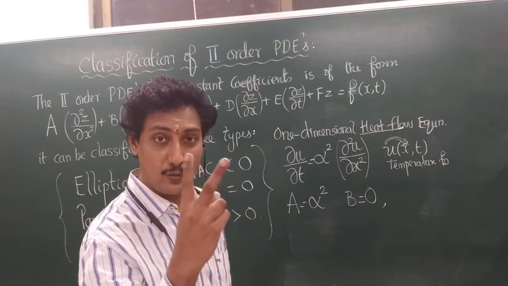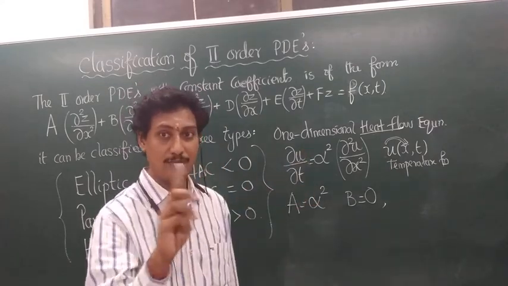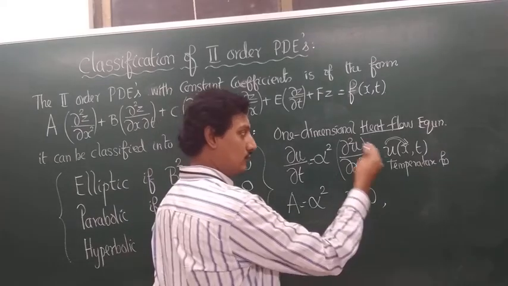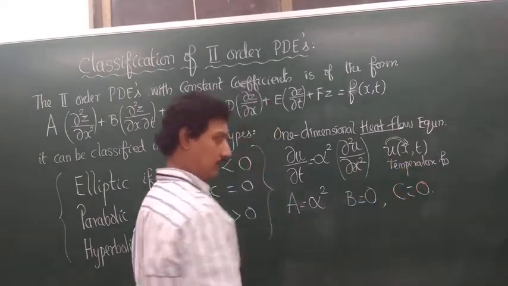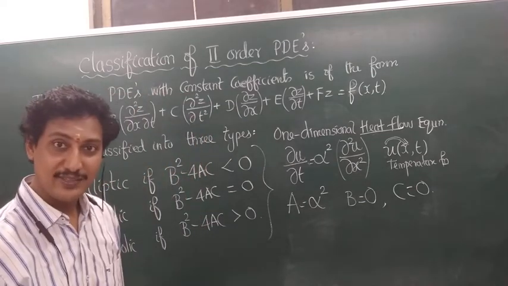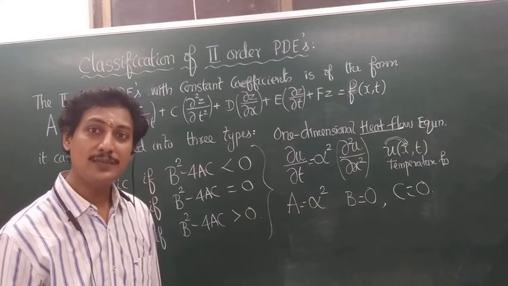So that's second order. We only focus on second order. So this is the first order, so we don't consider this term. Once again, there is no ∂²u/∂t². So C is also 0. B is 0, C is 0. Only A is there. What is A? Alpha squared. It's a positive value.